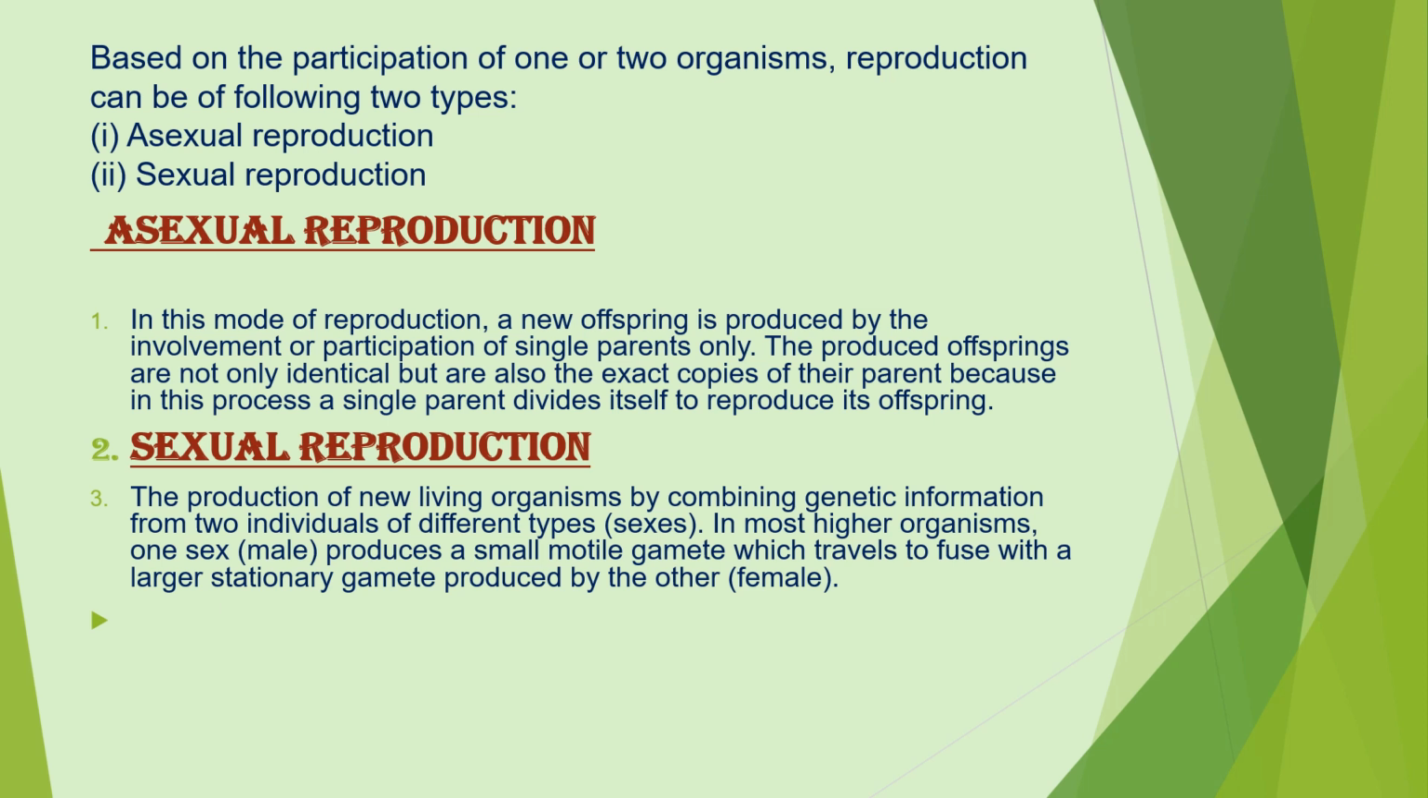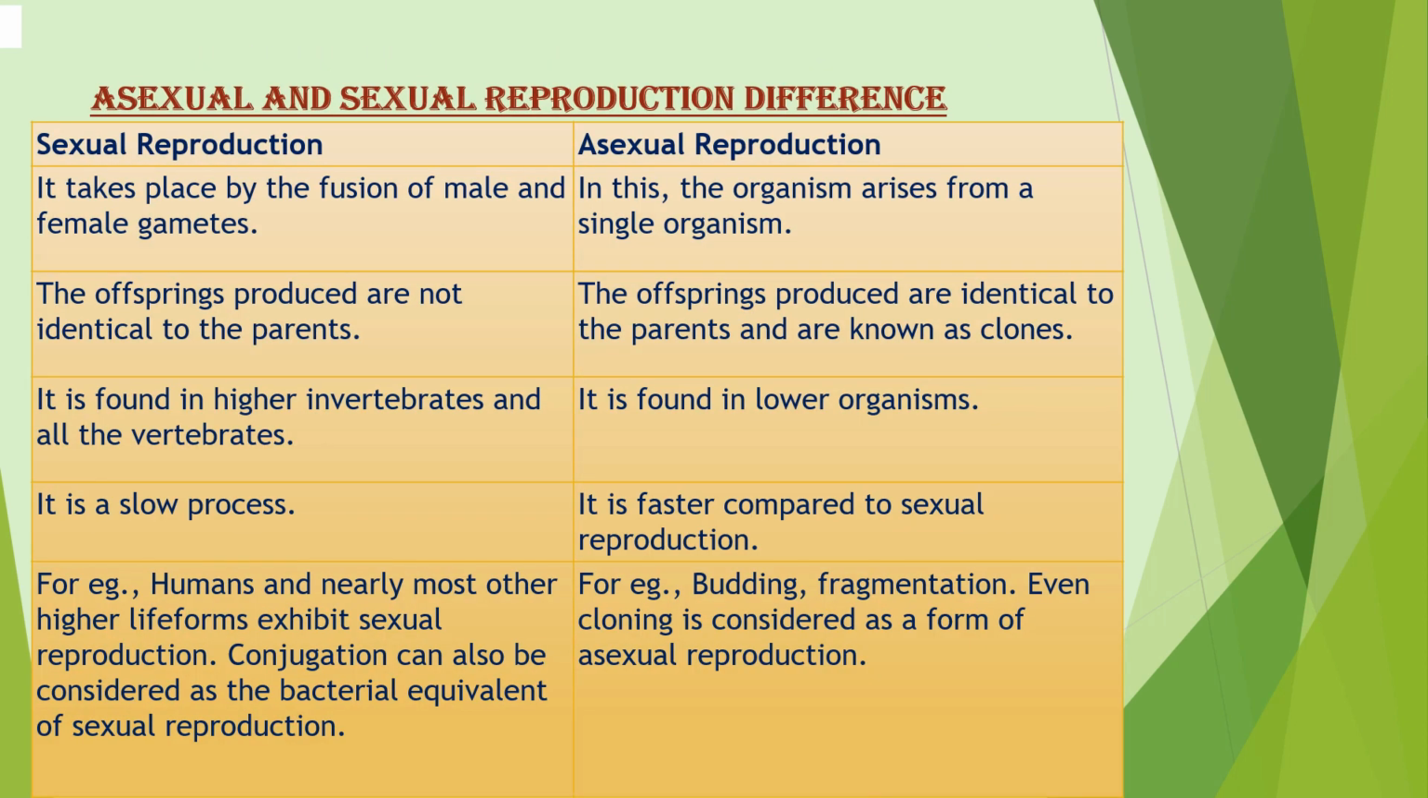Asexual is uniparental, meaning only one parent is required. For example, you can grow a rose plant from a stem of the rose. Whereas in sexual reproduction, two parents are required, male and female, and they produce the gametes. The fertilization of gametes gives rise to the new organism. In this video, I'll discuss asexual reproduction only.